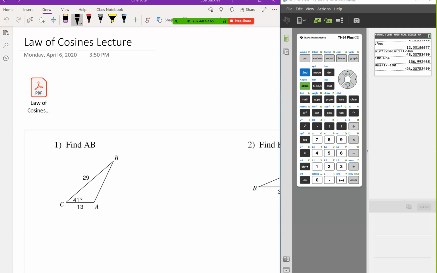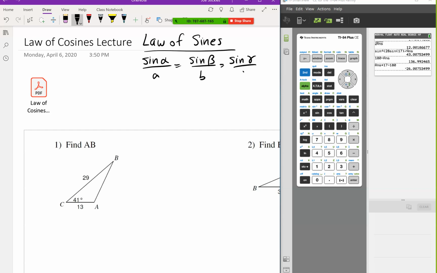All right, so we talked last time about the law of sines, which had this relationship between the angles and the sides of a triangle. Remember, we always had to have an angle and its side opposite, an angle and its side opposite.